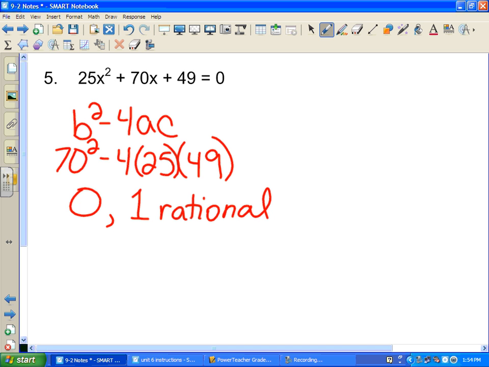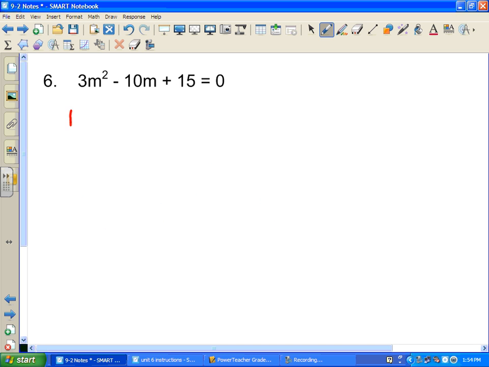That's all you do. Okay, so you try this one. Last one. See if you can figure out the discriminant, and then we'll look back at the table and see what type of solutions.